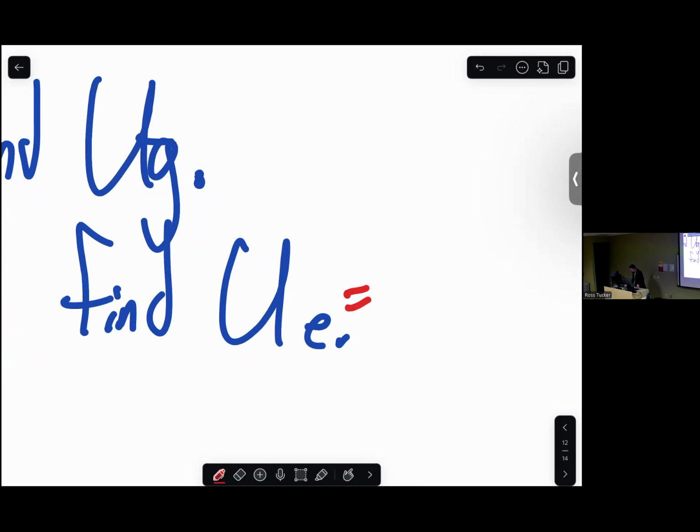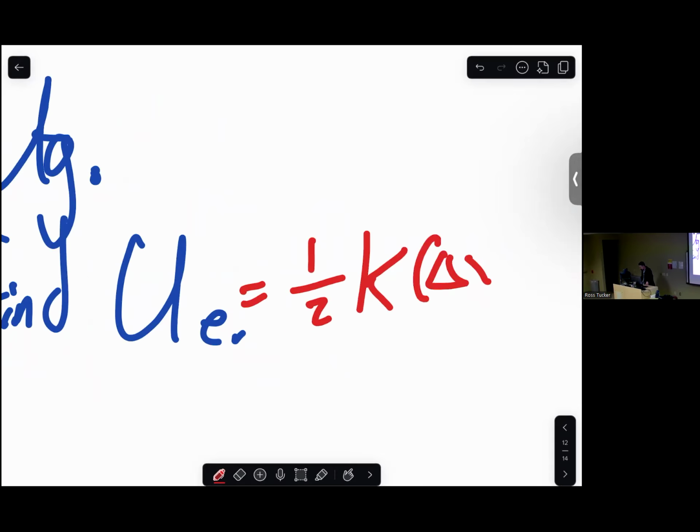Elastic potential energy is one half kx squared. Bam! Elastic potential energy, half kx squared. That's it.